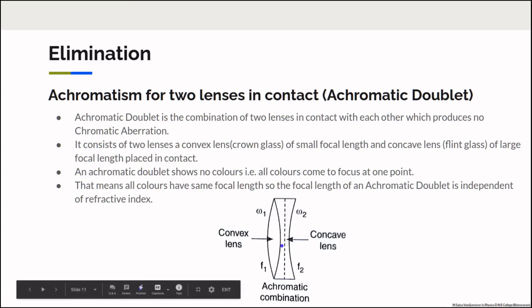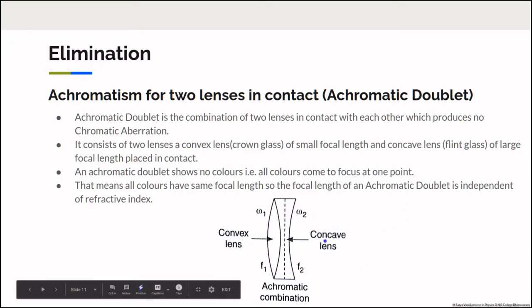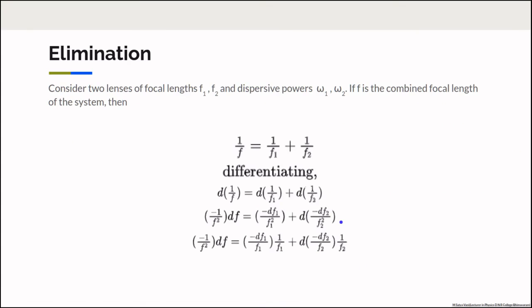In an achromatic doublet, chromatic aberration is eliminated. That means an achromatic doublet shows no colors. That is, all colors come to focus at one point. Then there is no chromatic aberration. That means the achromatic doublet is independent of refractive index. Next, we have to derive the condition for achromatism.